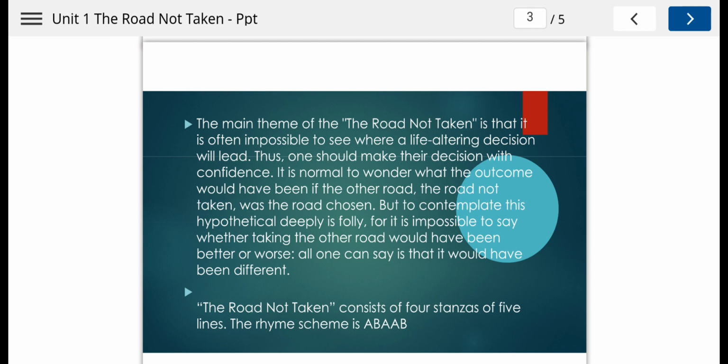The rhyme scheme is A B A A B. You know the rhyme scheme. The ending word of every line will be in the rhyme scheme of A B A A B. Please read the poem thoroughly, you will understand it easily.